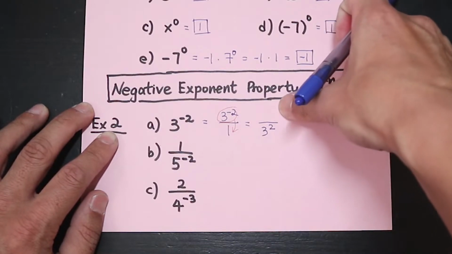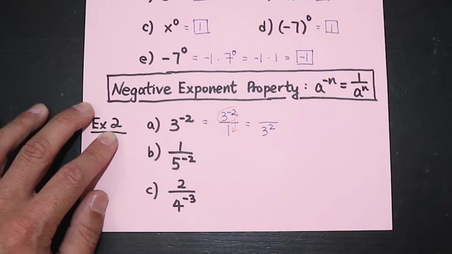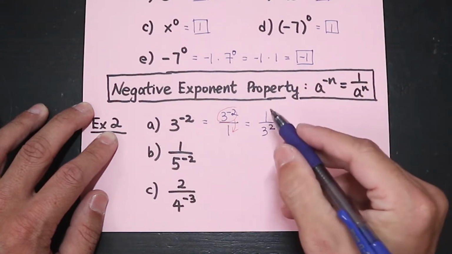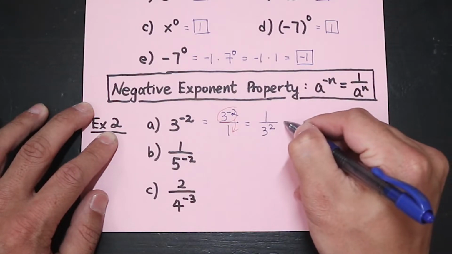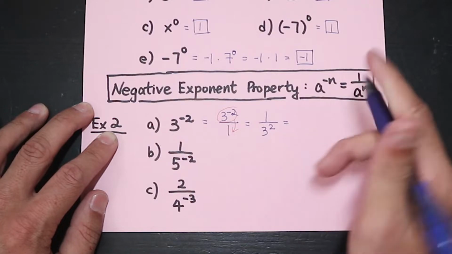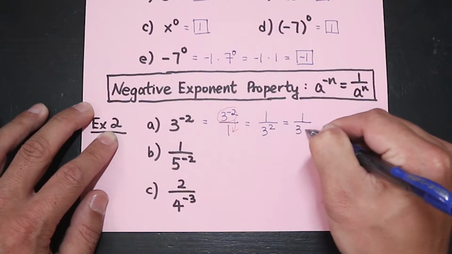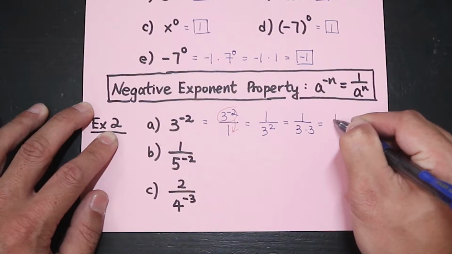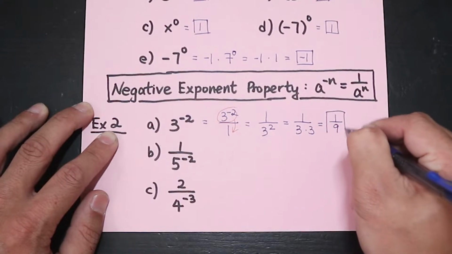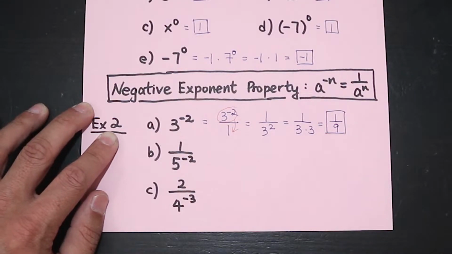Now there's nothing left on the top, so you still have to write something, which is going to be 1. So it's going to be 1 over 3 squared, and then you have to simplify further. What's 3 squared? Well, 3 squared is just 3 times 3. So 3 times 3 is 9. So your answer is going to be 1 over 9 for part A.